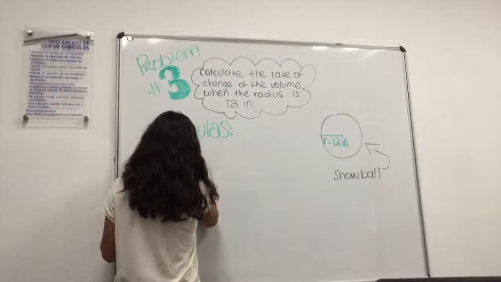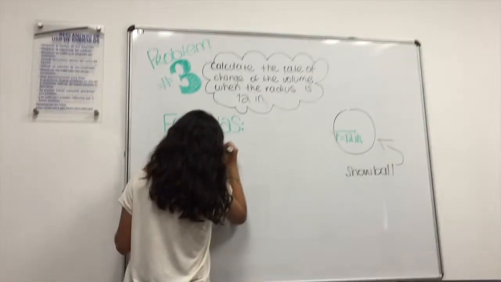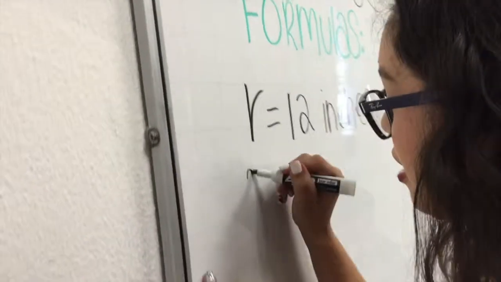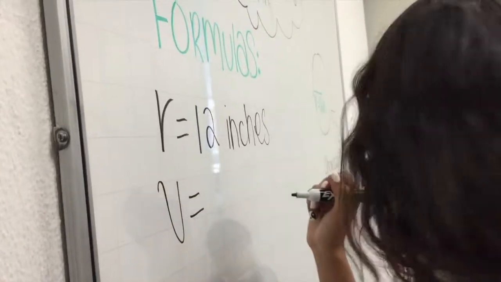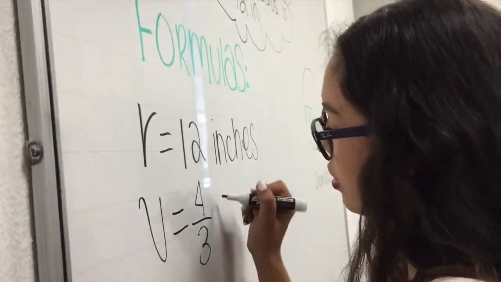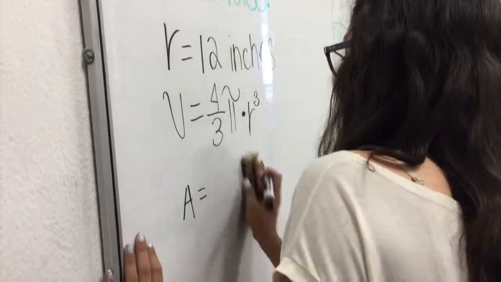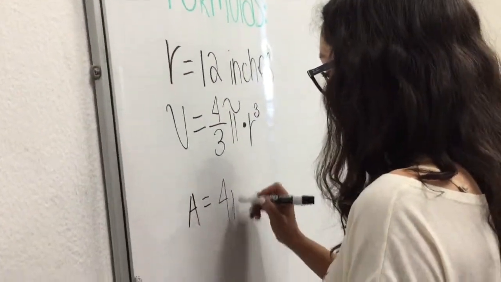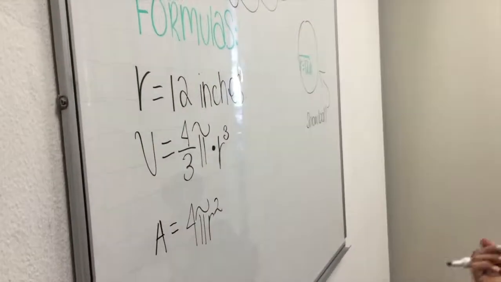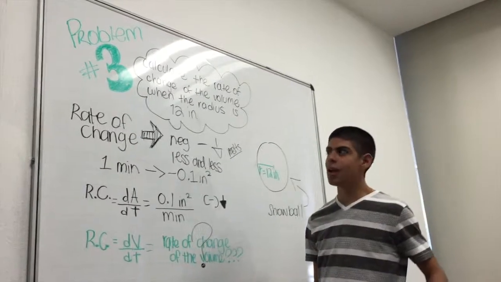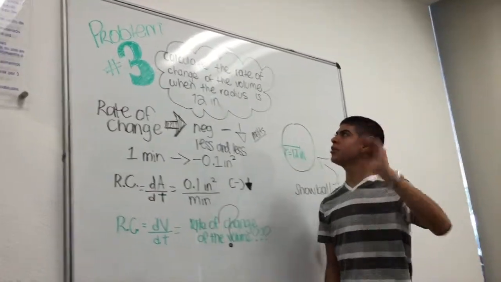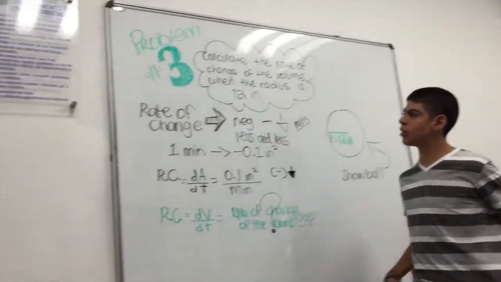So what I'm doing here is writing down the formulas and data we have. First we have that our radius is 12 inches. Our volume formula is 4/3 of pi times r cubed. And our area formula is 4 times pi times r squared. We have to calculate the rate of change of the volume when the radius is 12 inches.